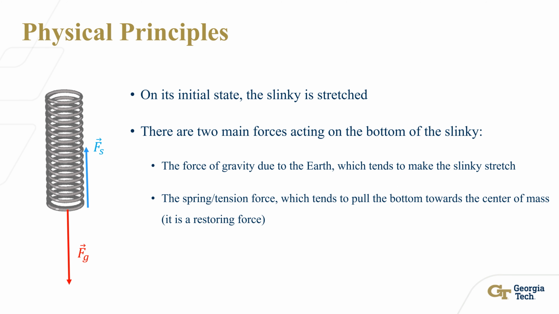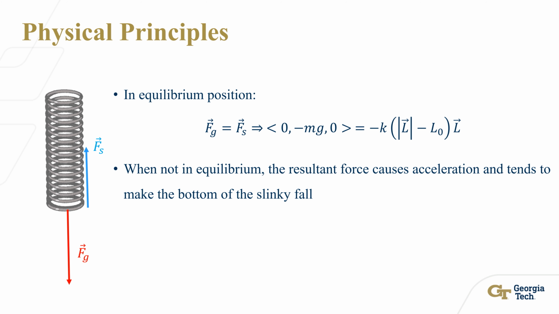In its initial state, the slinky is stretched. There are two main forces acting on the bottom of the slinky: the force of gravity due to the Earth, which tends to make the slinky stretch, and the spring tension force, which tends to pull the bottom towards the center of mass. It's a restoring force. In equilibrium position, the force of gravity equals the restoring force. When not in equilibrium, the resultant force causes acceleration and tends to make the bottom of the slinky fall.